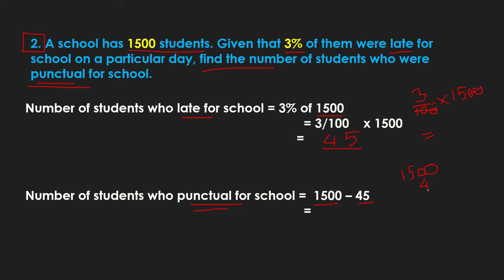So 1,500 minus 45. Here is a 0, so we need to borrow, and it will be 10, and the next digit becomes 9. 10 minus 5 is 5, and 9 minus 4 is 5. Whenever we borrow from 0, the next digit becomes 4. So 4 here, and 1 here. So this is our answer, 1,455. This is the number of students who were punctual for school. Let's go to the next one.